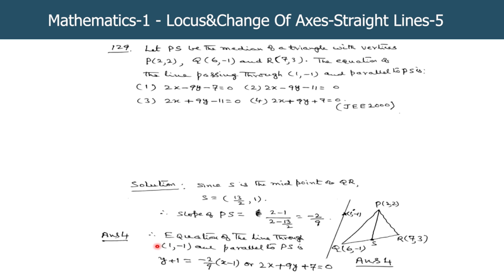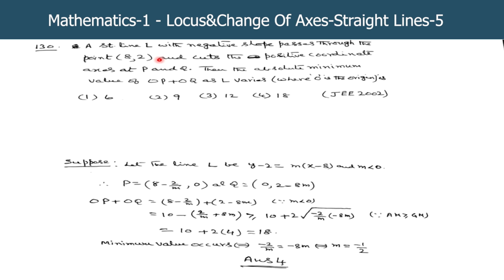So therefore, the equation of the line through (1, −1) and parallel to PS is y + 1 = −2/9 (x − 1), or 2x + 9y + 7 = 0, which is option number 4. Because you know that any line parallel to a given line must have the same slope. Okay, now coming to problem number 130.